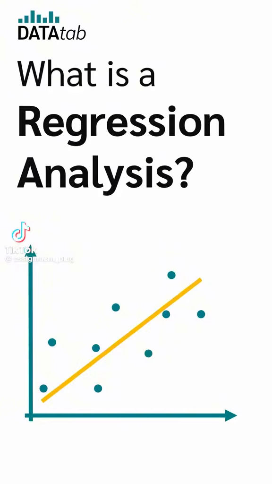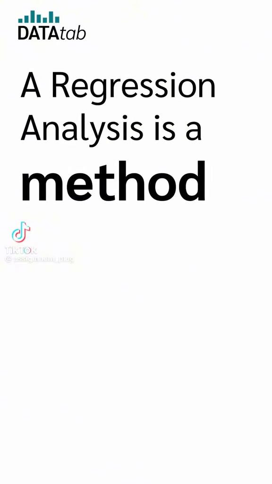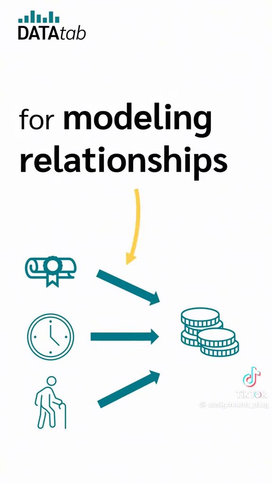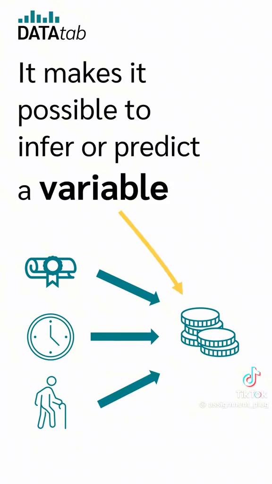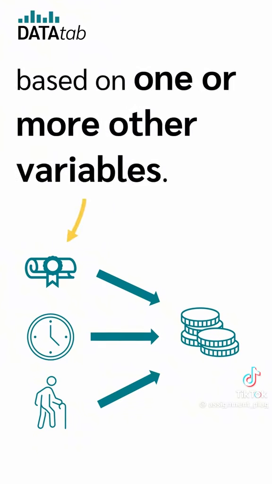What is a regression analysis? A regression analysis is a method for modeling relationships between variables. It makes it possible to infer or predict a variable based on one or more other variables.